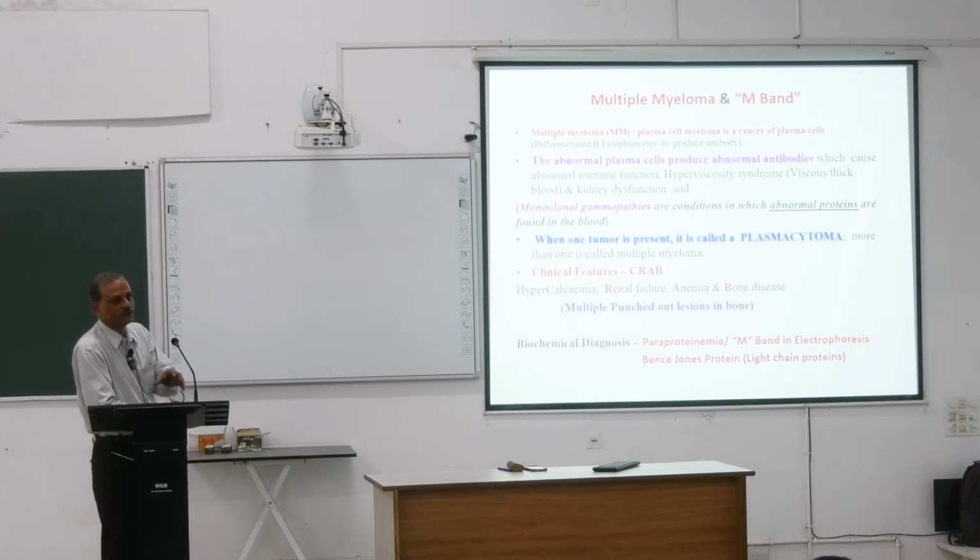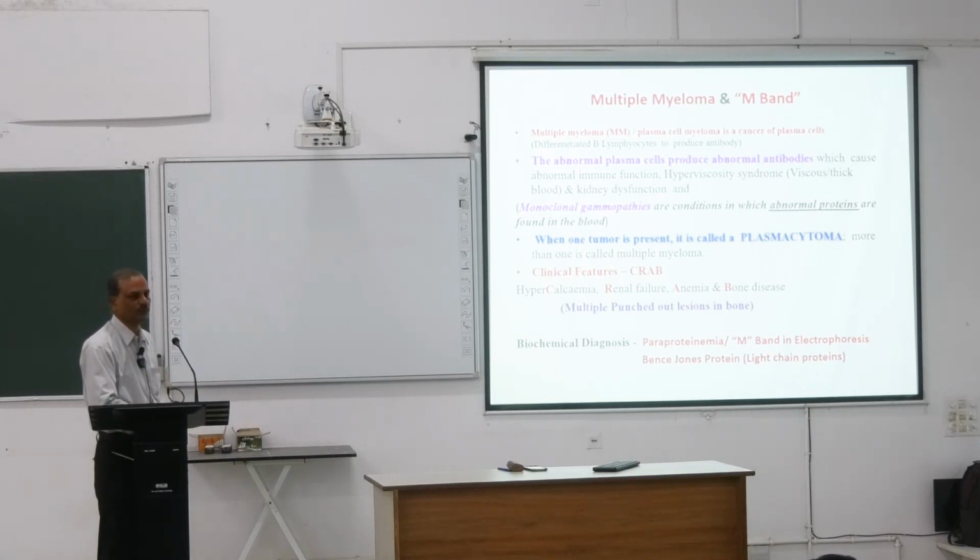And in the question also, I have seen that they ask you to write down the clinical features. So remember CRAB, that will be the mnemonic. There is hypercalcemia, renal failure, anemia, and bone disease. There will be multiple punched out lesions, and once you see the X-ray picture, you will be able to diagnose primarily that this is a case of multiple myeloma until proved otherwise. I repeat, until proved otherwise.